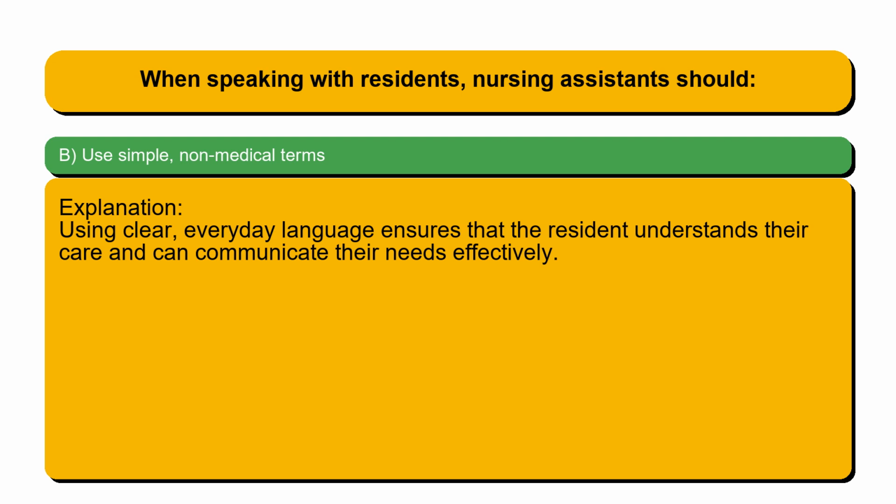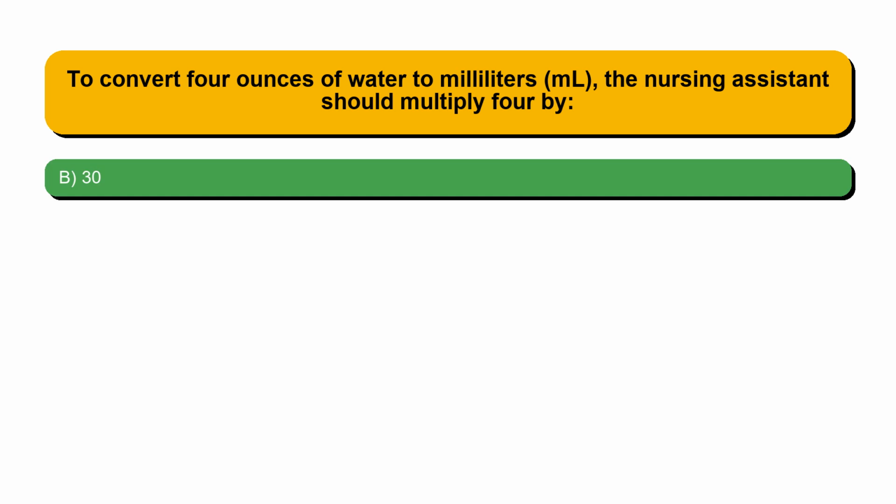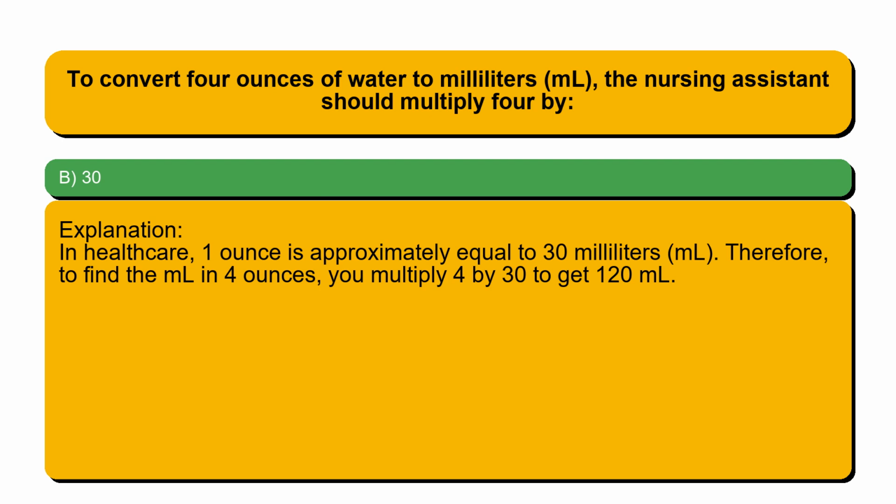effectively. Question 70. To convert 4 ounces of water to milliliters, ml, the nursing assistant should multiply 4 by: Option A. 10. Option B. 30. Option C. 50. Option D. 100. The correct answer is option B. 30. In healthcare, 1 ounce is approximately equal to 30 milliliters, ml. Therefore, to find the ml in 4 ounces, you multiply 4 by 30 to get 120 ml.